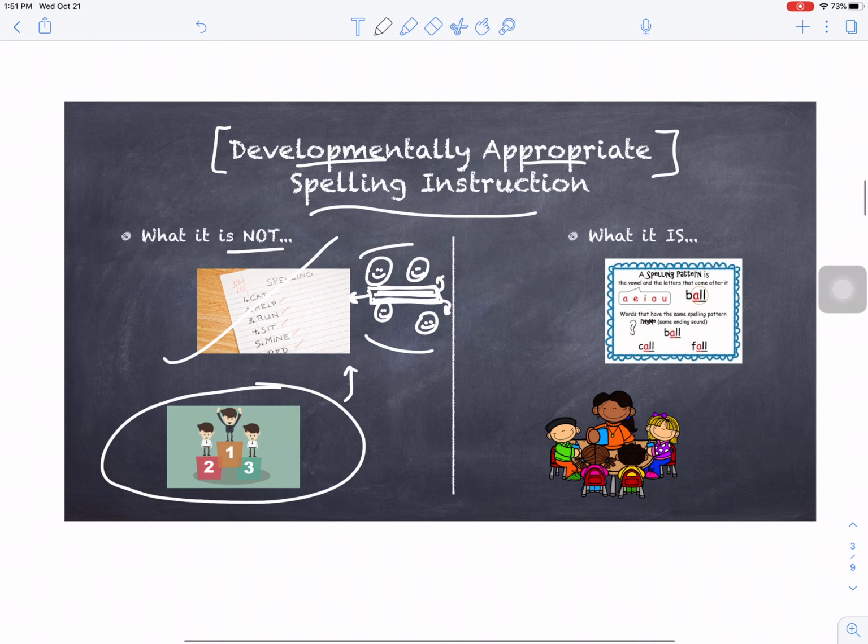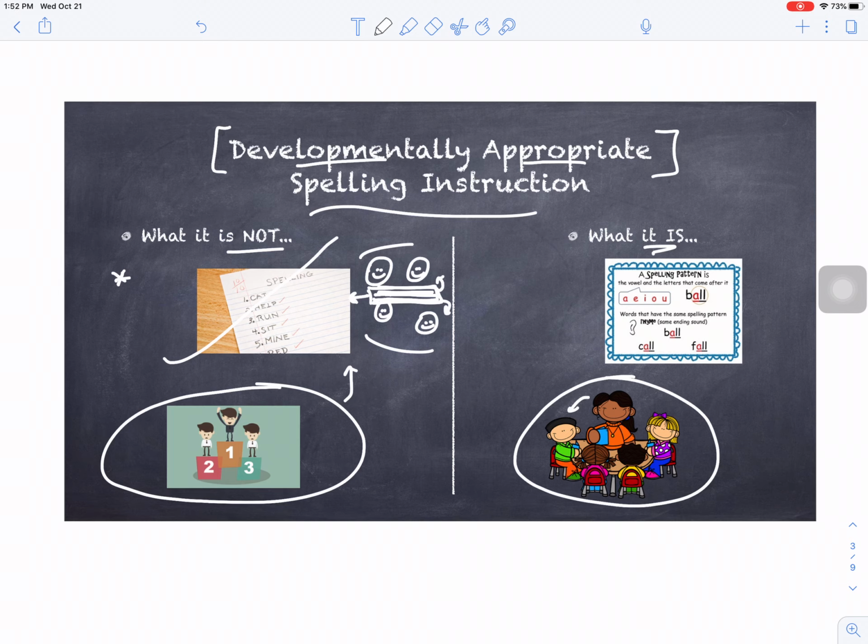So instead of all the things over here that we do not want to do, we're going to focus some time on what we do want our developmentally appropriate spelling instruction to be like, and what we want it to do for our students. So developmentally appropriate spelling instruction is going to include individuals working with a teacher or small groups of students working with the teacher. Because we don't want the same list of words or the same group of words for every student in the class, you group your students based on what they're working on.